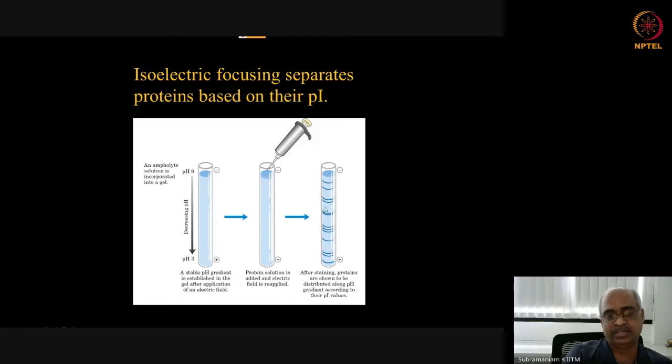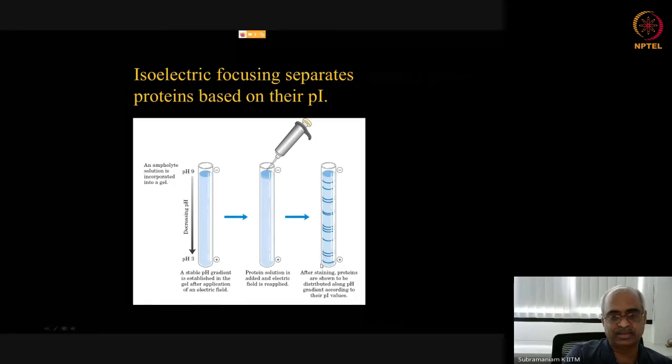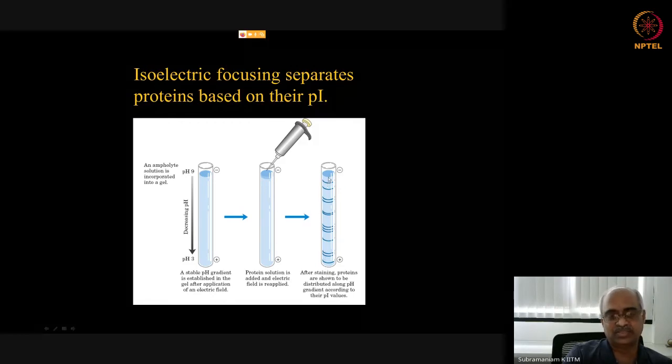So it creates bands like this along the gradient, from high pH to low pH. Now, using a thin needle inserted between the glass and the gel and gently pushing some water through it, you can extrude this gel out. Okay, the tube will come out.